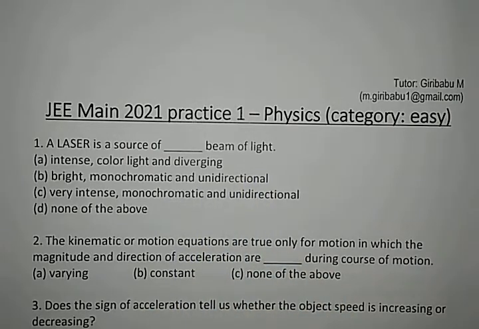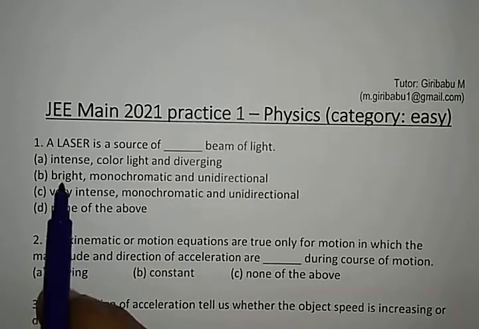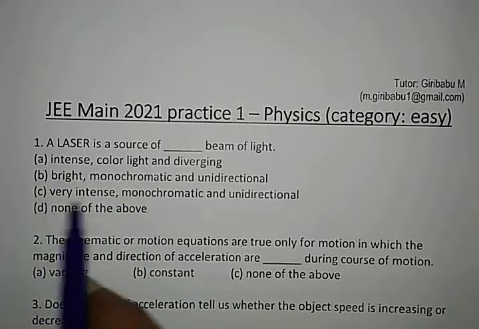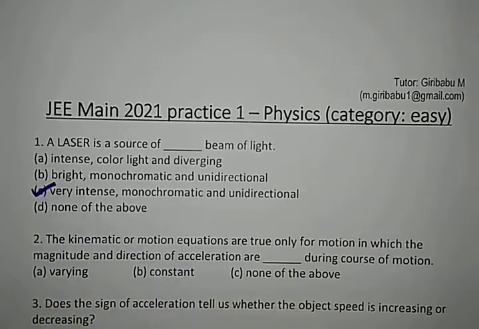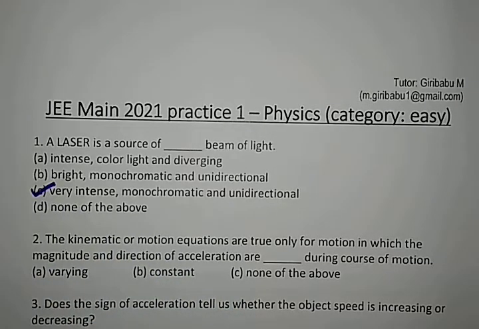First question: a laser is a source of dash beam of light. Let us discuss laser. Laser is a very intense beam. It is very bright and of single frequency, and it is focused unidirectional like a parallel beam, not a diverging beam. So the correct answer is C. It is very intense, monochromatic and unidirectional.